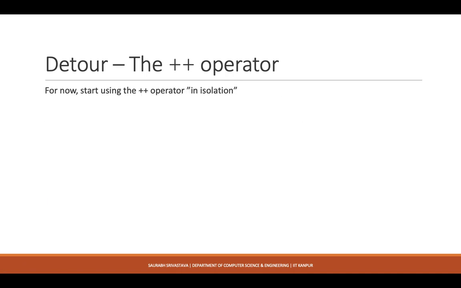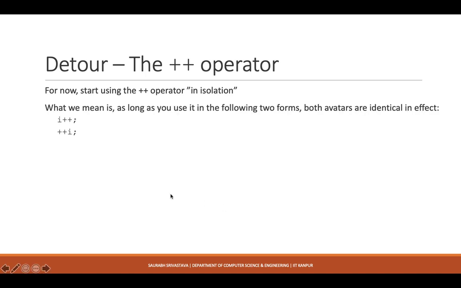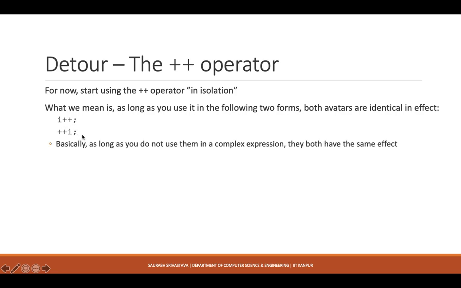So this is a very simple example, as long as you're using them in isolation. So what does isolation mean? If you're using them like this, and this is how I used it in the for loop, if I simply write I plus plus and a semicolon, or plus plus I in a semicolon, basically as long as I do not use them in some kind of complex expression, they actually have the same meaning.